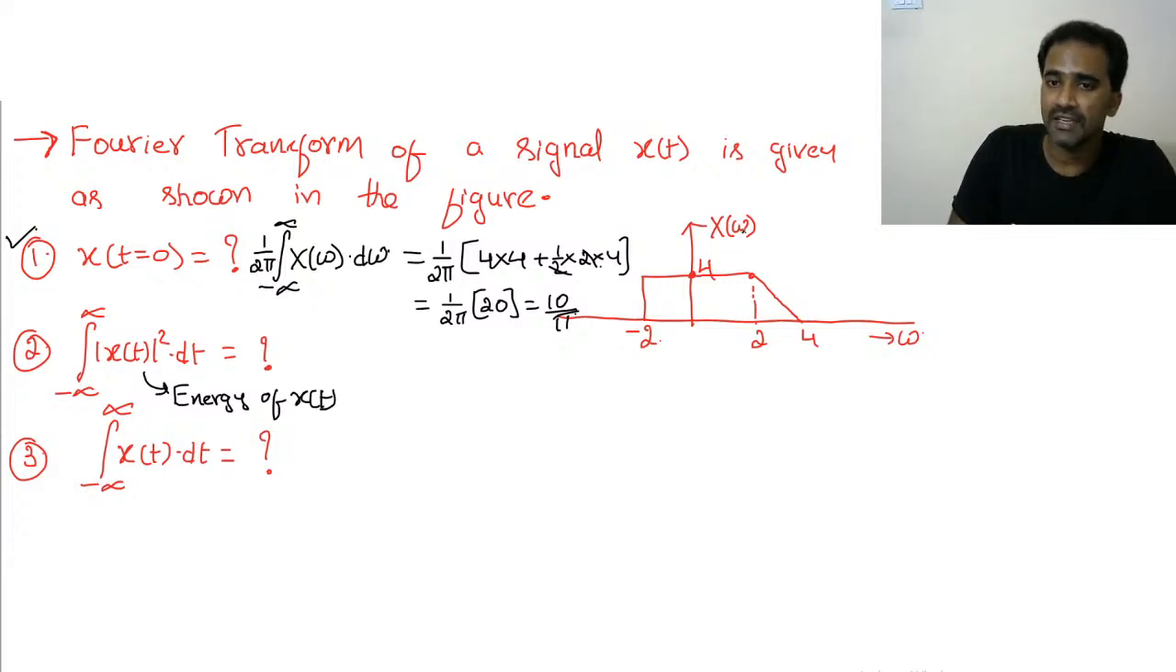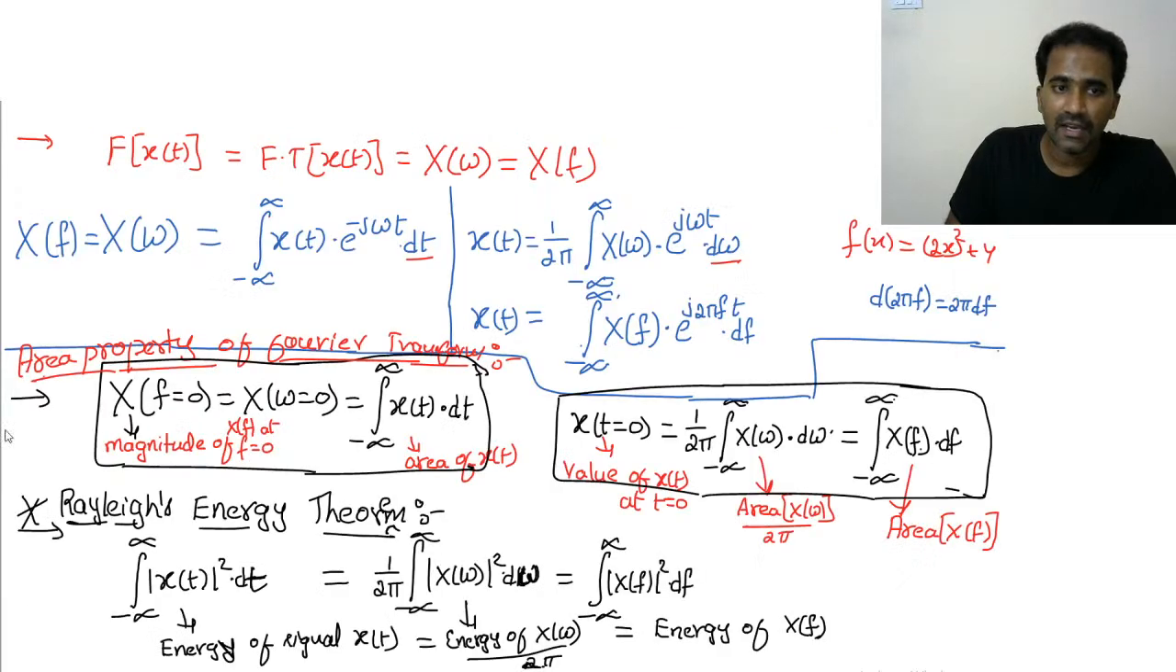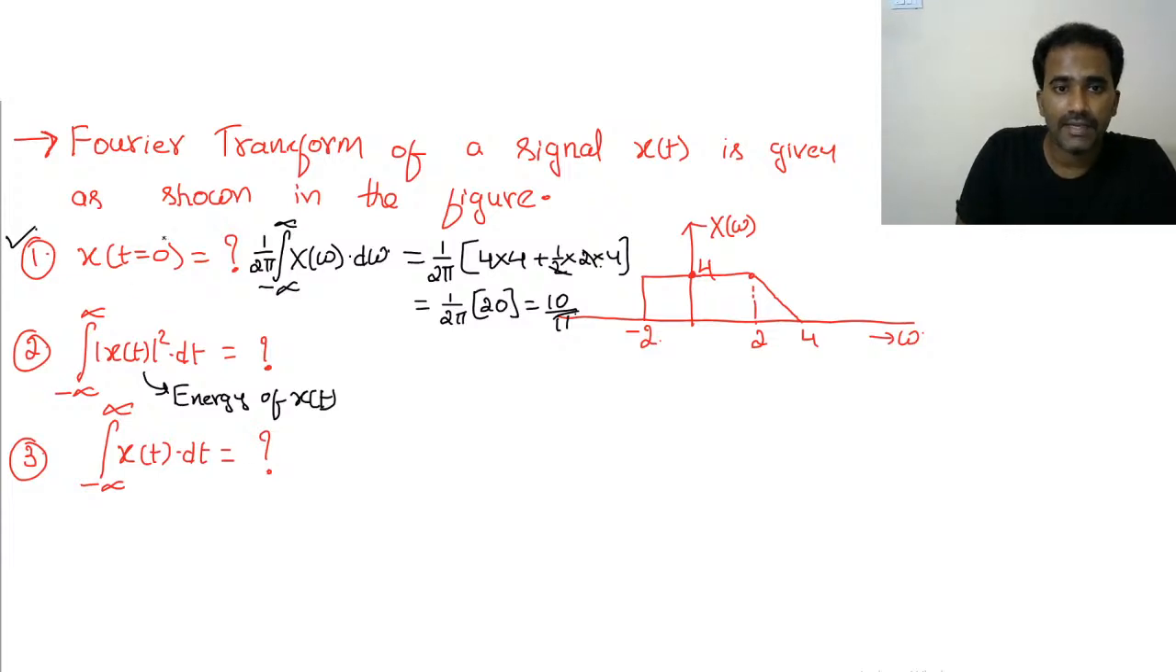Yes, we can find it if we can use the property that we have discussed previously, and that is Rayleigh's energy theorem. By using Rayleigh's energy theorem, we can find it. So energy in time domain is same as energy in frequency domain. So we can use this formula or this formula. Since the Fourier transform is given in terms of omega, we're going to use this formula. Right, so let's do it.